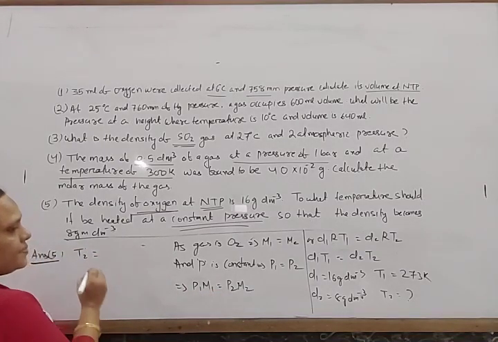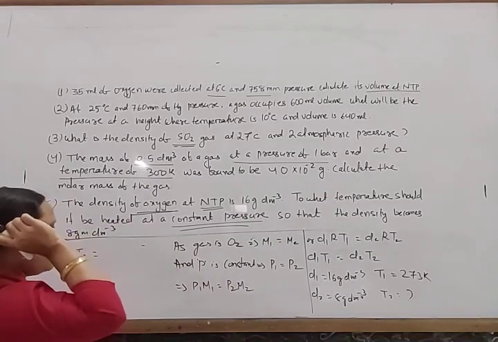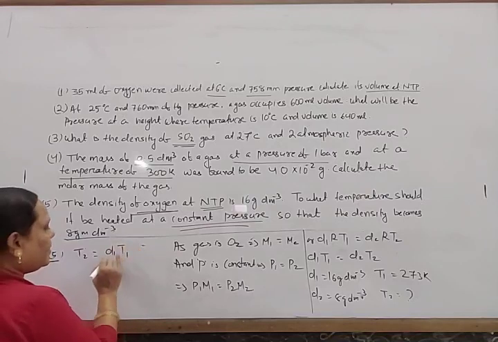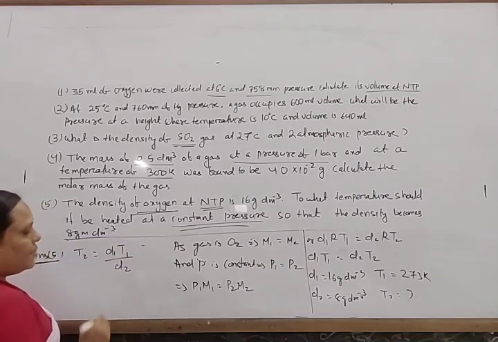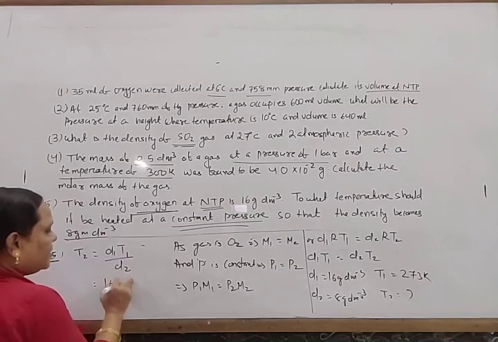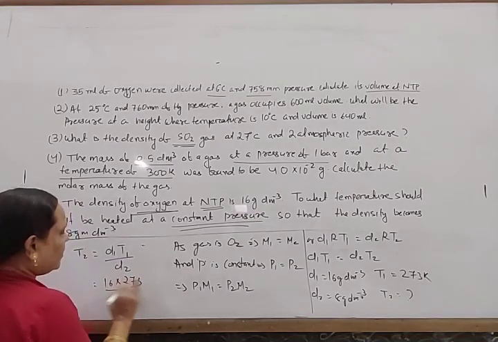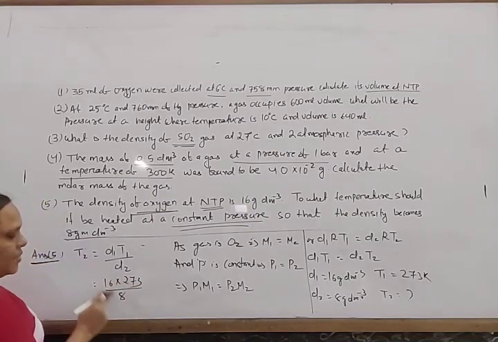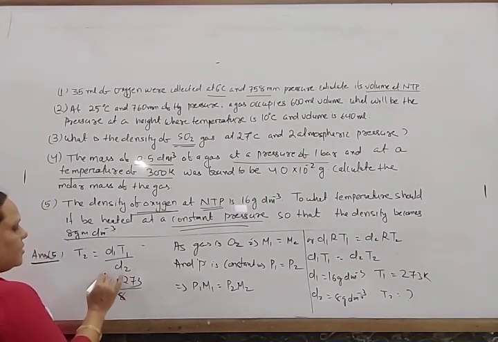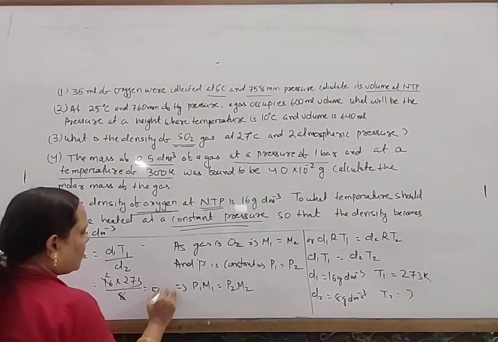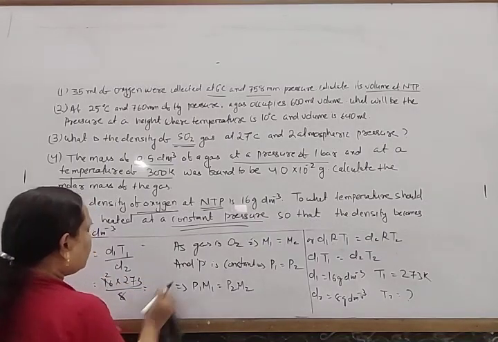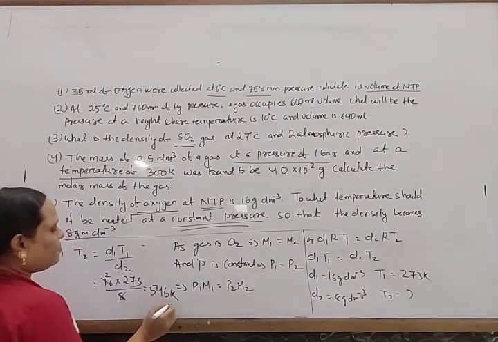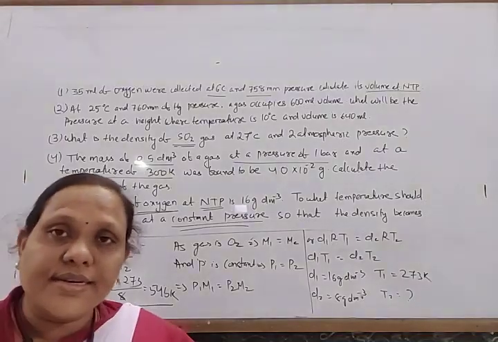T2 is equal to d1T1 by d2, that is 16 into 273 by 8. The units are the same, and 16 by 8 is 2, so 546 Kelvin. So the answer is 546 Kelvin.